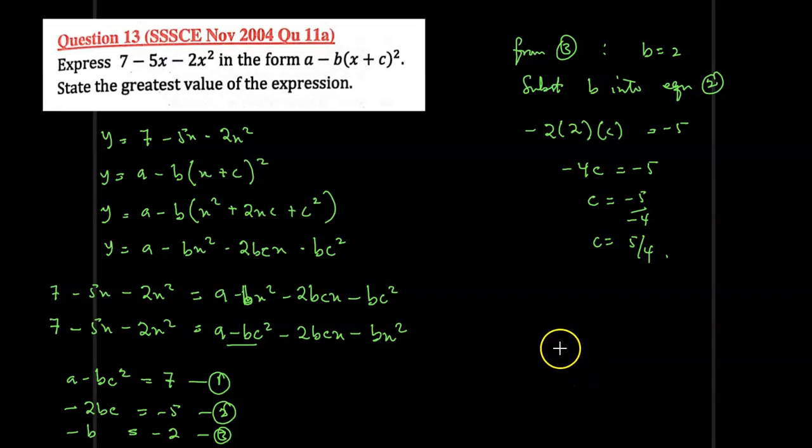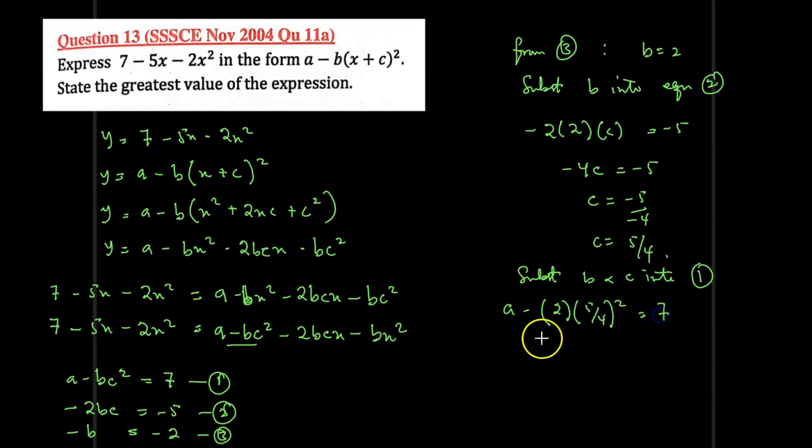Then having b and c known, we can solve for a from equation 1. So substitute b and c into equation 1. That will give us a minus b value, as we said, is 2 multiplying c value all squared. C value is 5 on 4 all squared, and that should be equal to 7.